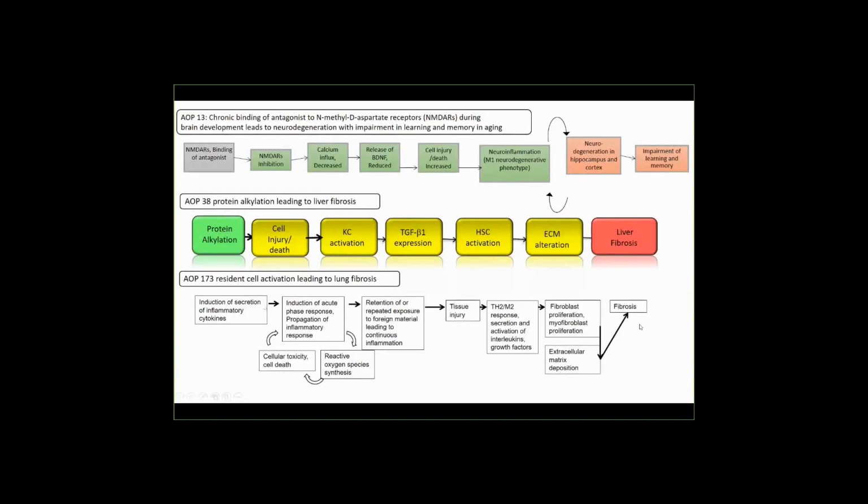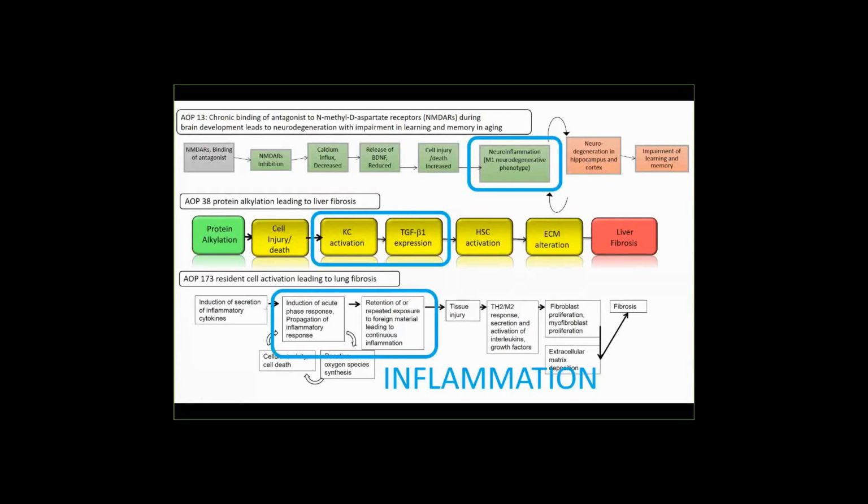And these three AOPs, among others, we found that many different AOPs were using various descriptions of inflammation. And in fact, inflammation was one of the most common key events being used in the AOP knowledge base, but everyone was using a different version of inflammation. So when this was noticed, a workshop was held for the development of a common description of inflammation.